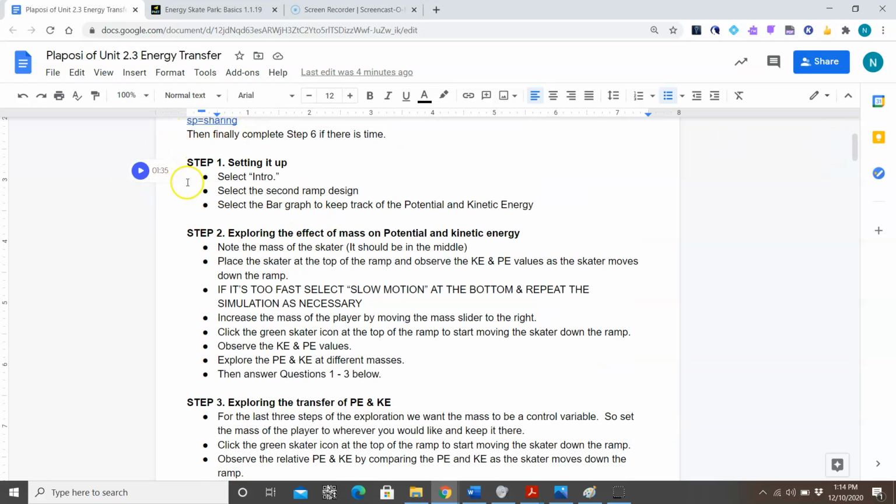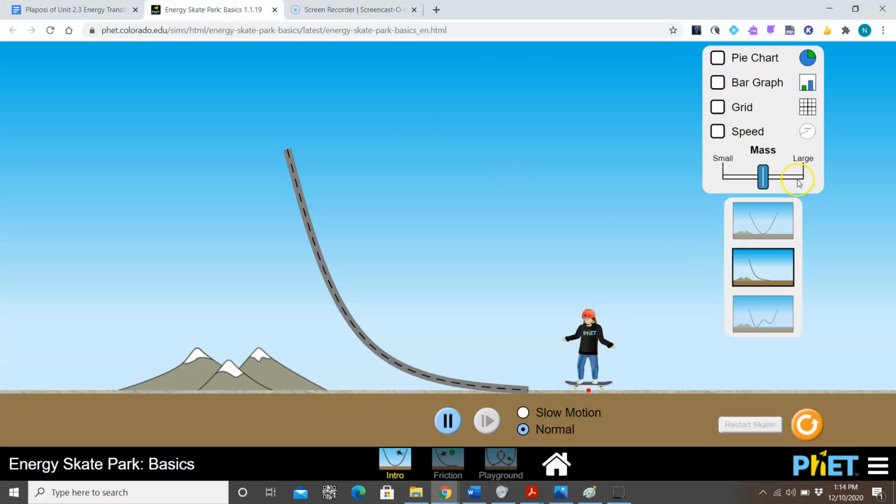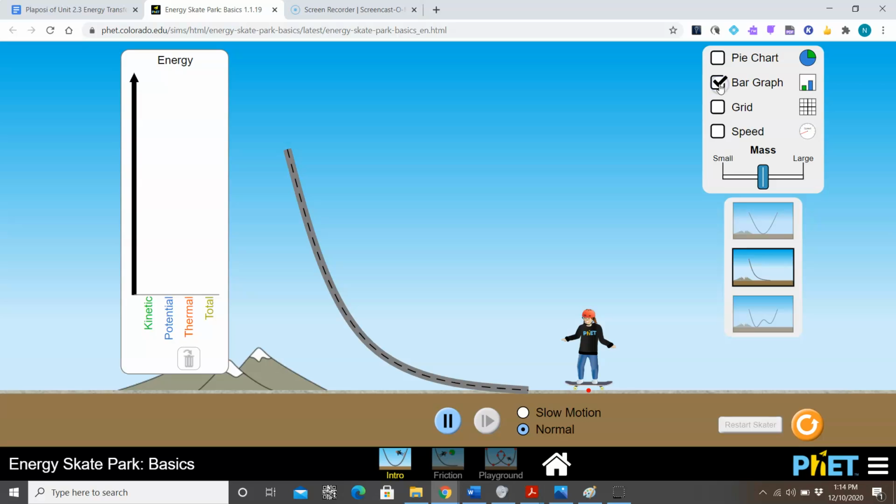All right, I've already done the setup. Now I'm on to step 2, exploring the effect of mass on potential and kinetic energy. In this step, we're going to change the mass of the skater and see what happens to the kinetic and potential energy of the skater. So I've clicked on my bar graph so I can see the kinetic energy and potential energy levels. Right now, the mass is in the middle. I'm going to put it on slow motion just to make it easier to see.